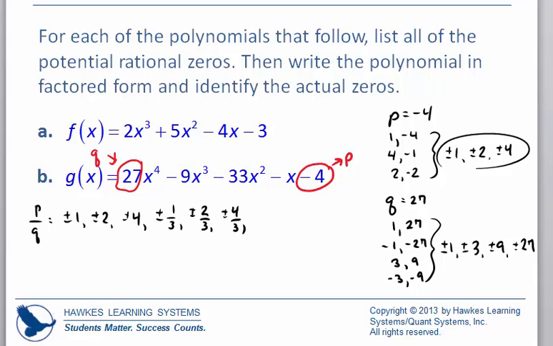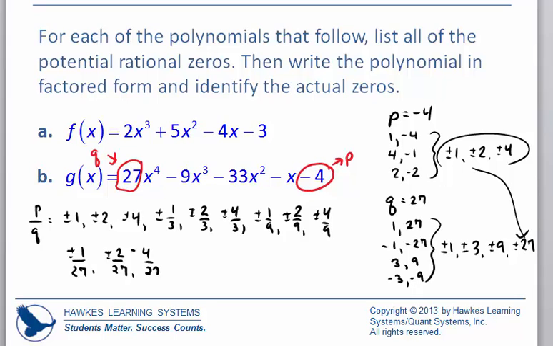Now we're going to take those numbers and put them over 9. That gives me 1/9, 2/9, and 4/9. And then finally, we're going to take those numbers and put them over 27. That gives me 1 over 27, 2 over 27, and 4 over 27.